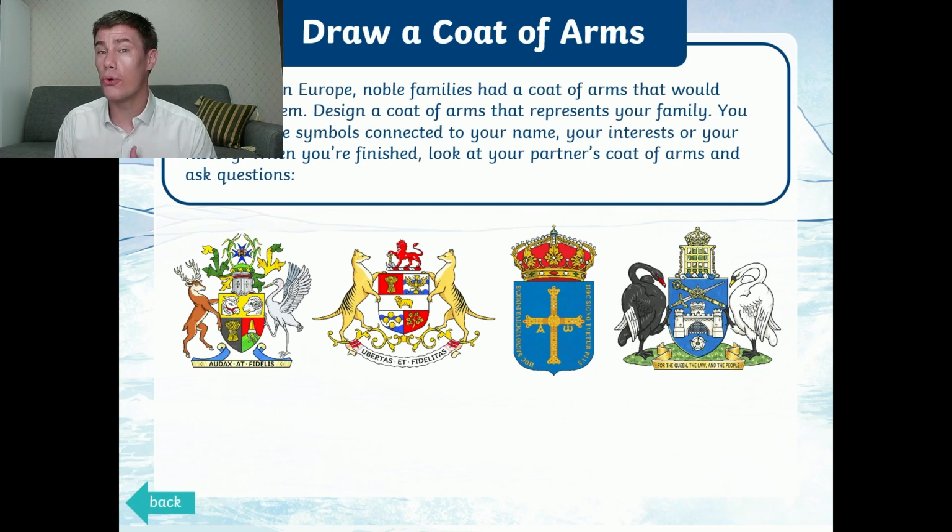It doesn't have to be for your family. It could be your own personal coat of arms, and then you put your interests on there. Show the students some examples first so that they know what they have to look at. You can also get them to search for some Latin words that they can put underneath.